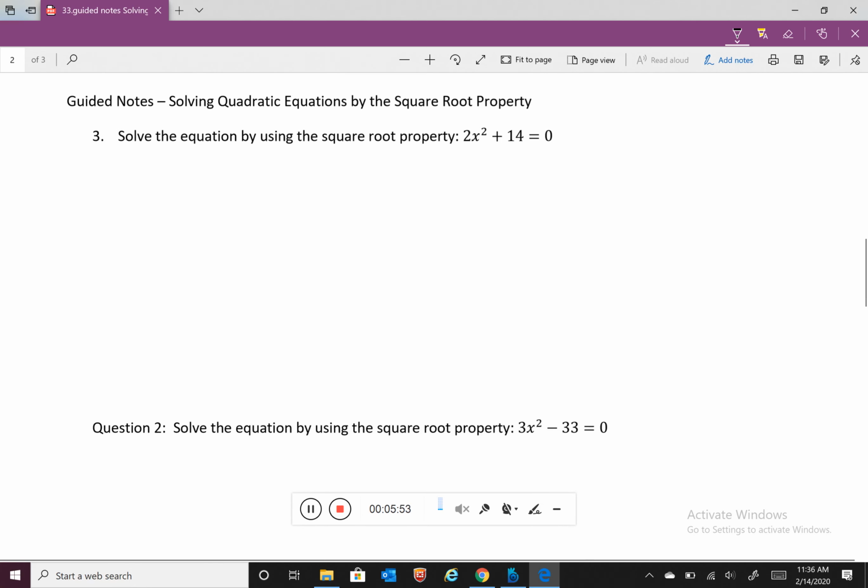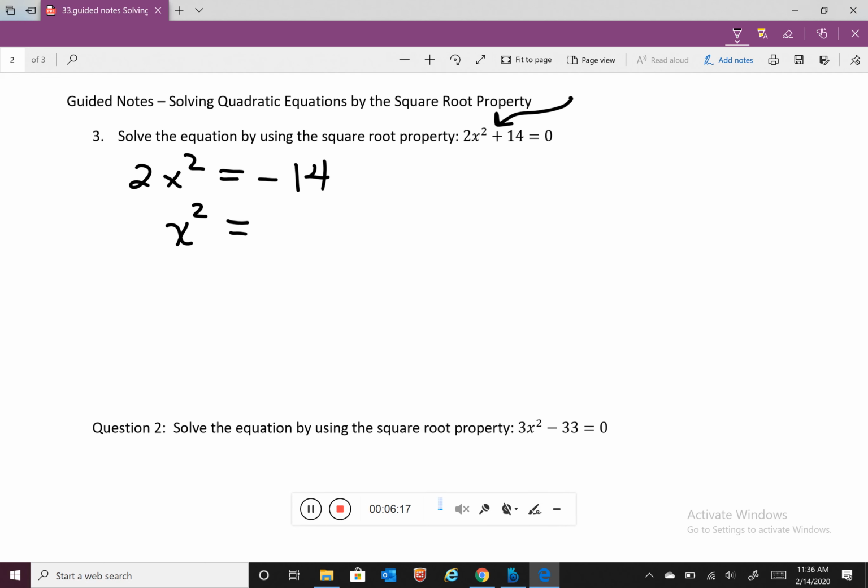Our third example, almost exactly the same as before. The major difference is we have plus 14. So we need to subtract to get our constant on the right-hand side. We need to divide by 2 to get our square term isolated and with a coefficient of 1. So that means x squared is equal to negative 14 divided by 2, which is negative 7.